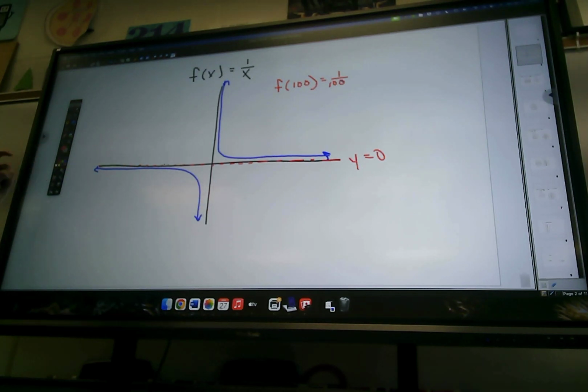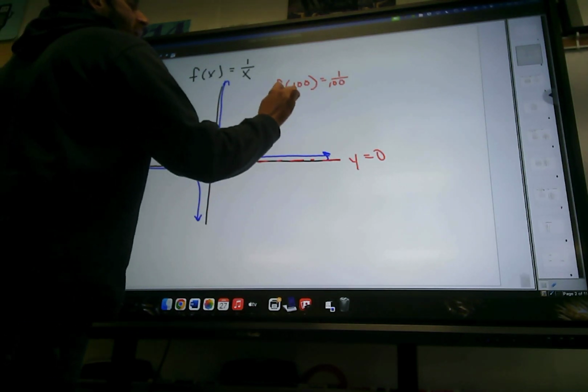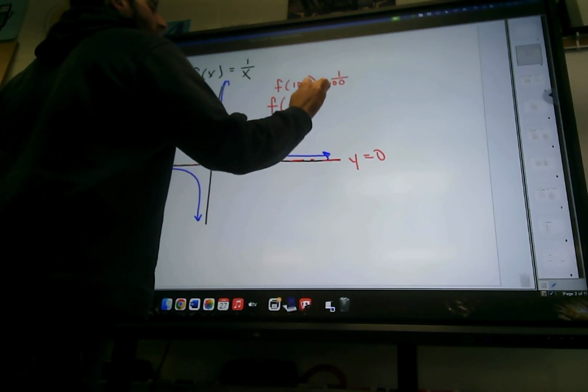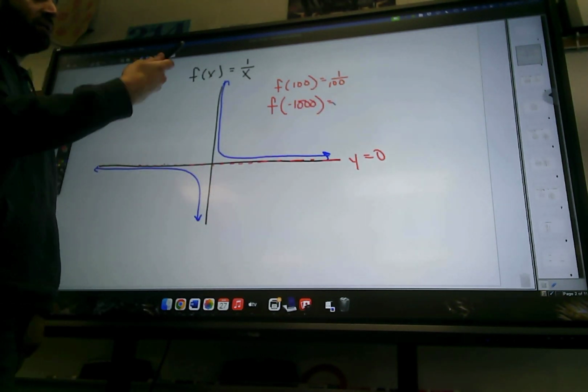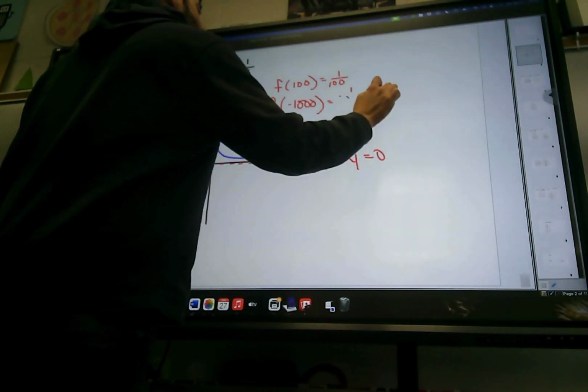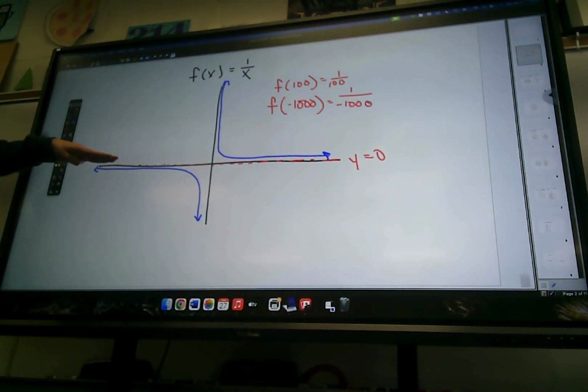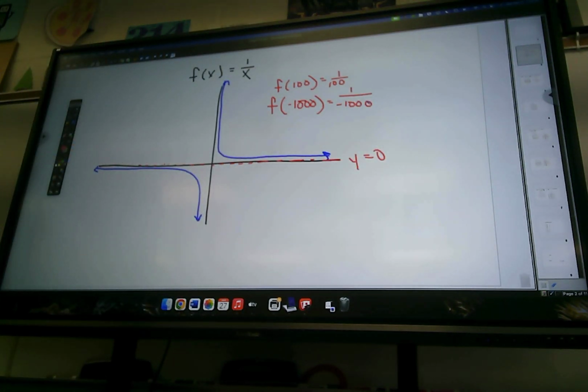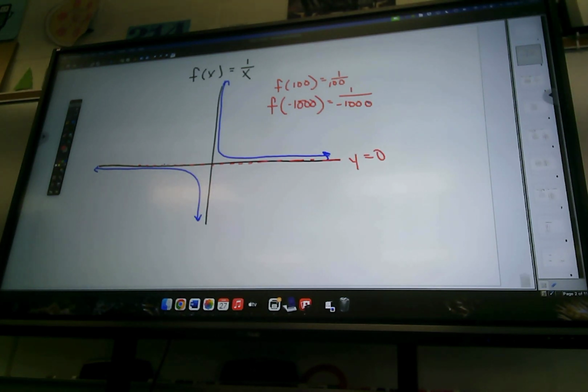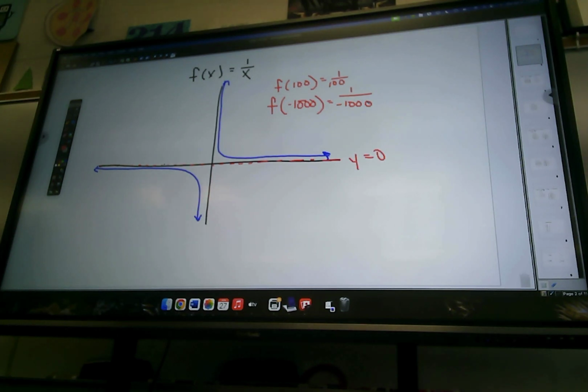Same thing as it goes negatively. As x goes really, really negative, let's say negative 1,000, that is going to be 1 over negative 1,000, or negative 1 thousandth. Really, really, really small, but it's never going to reach 0. And that's going to be our three cases that we need to worry about: is there a horizontal asymptote, and if there is a horizontal asymptote, where is it.